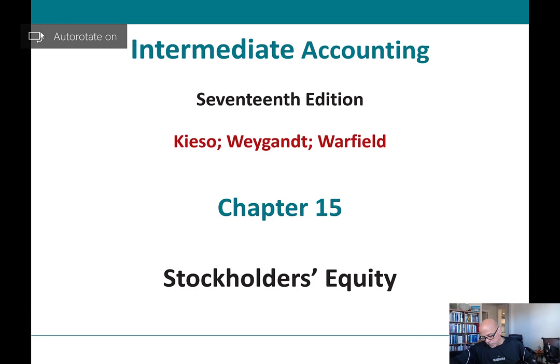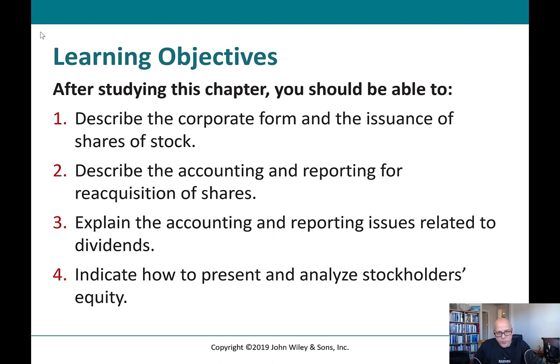We're going to have a couple lectures here now on stockholders' equity. In this chapter, we're really going to be dealing with the issuance of shares of stock, both common and preferred. We're going to talk about what happens when we have dividends that are paid out, and those dividends can sometimes be treated a certain way depending on whether they're dividends for preferred stock or dividends on common stock. Okay, we'll talk about reissuing shares or reacquiring shares, basically called treasury stock. And then we'll get into some presentation and analysis. We're going to do a couple of quick ratios, no big deal there. Pretty straightforward, easy stuff. Okay.